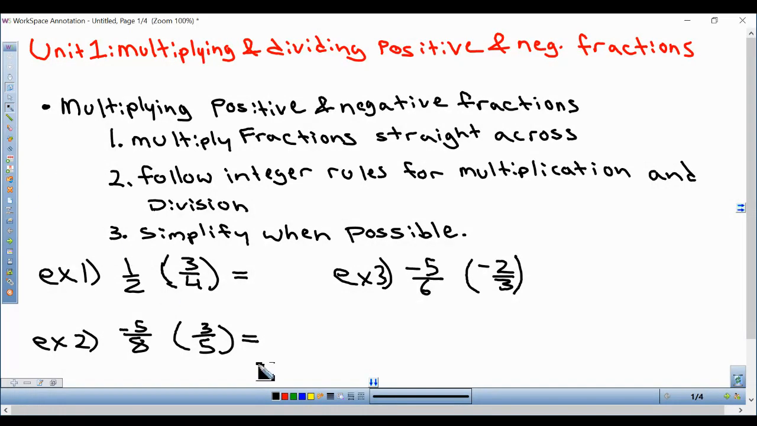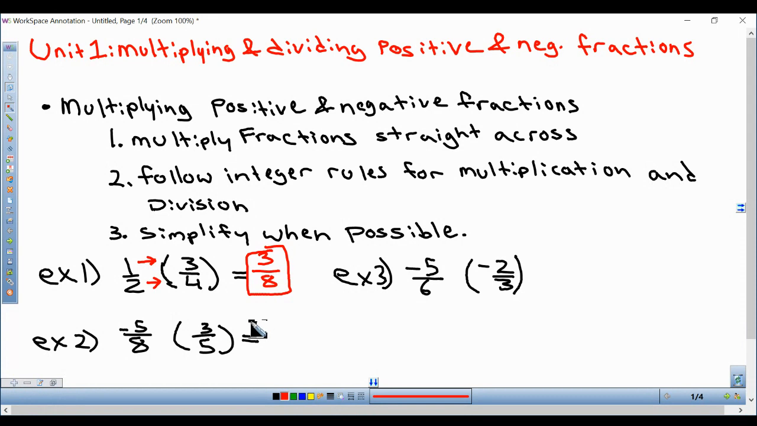So we are multiplying two fractions, and we multiply these fractions straight across. 1 times 3 is 3, and 2 times 4 is 8. Both of our numbers, 1/2 and 3/4, are positive, so our answer is going to remain positive. And then ask yourself, can you simplify 3/8? The answer to that is no. There's nothing that goes into 3 and 8. Our answer stays 3/8 for example 1.